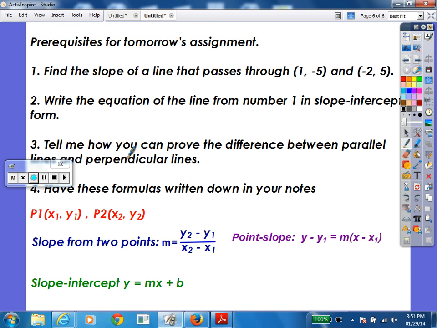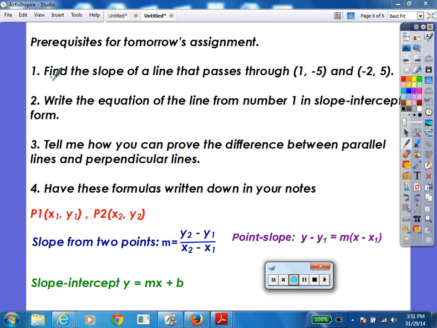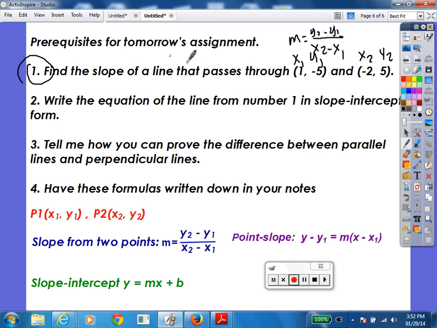Things to be ready for tomorrow. You have to be able to find the slope of a line that passes through points. So remember, this is your x1, y1, and your x2, y2. And you have to use your slope, y sub 2 minus y sub 1 over x sub 2 minus x sub 1. In your notes, I better see the answer to this question. And then I want to know the equation of the line, write the equation of the line from number 1 using the slope that you find and use this point. Okay? So use point 1, x sub 1, y sub 1.